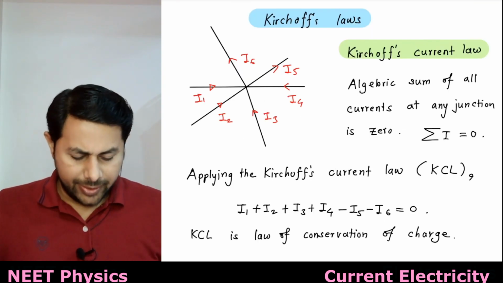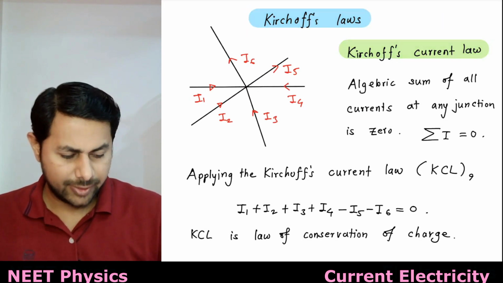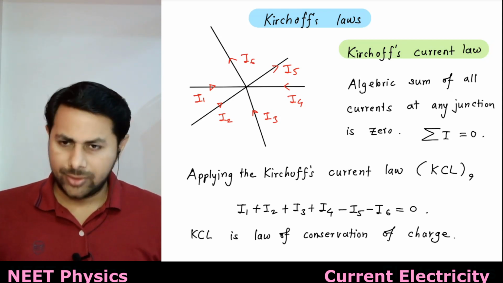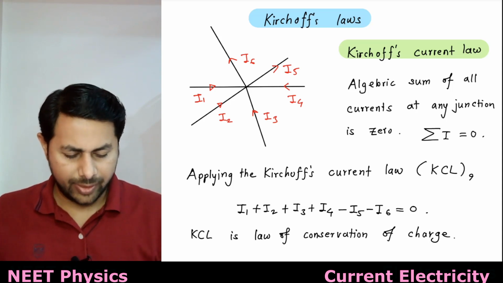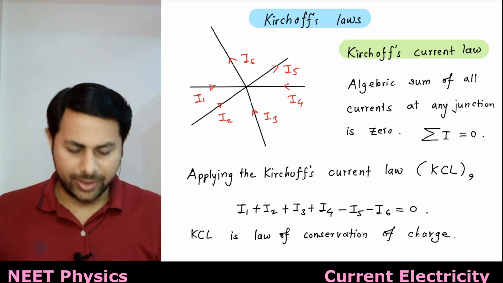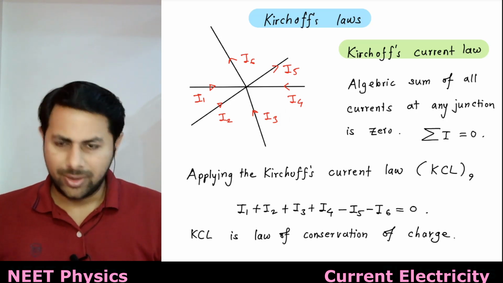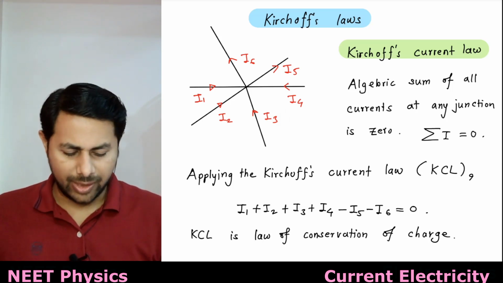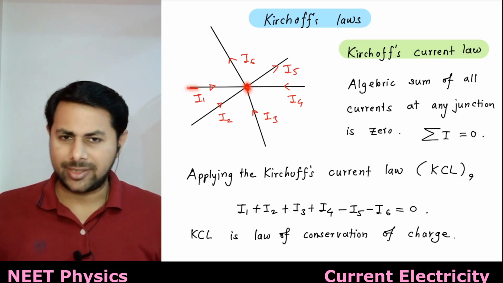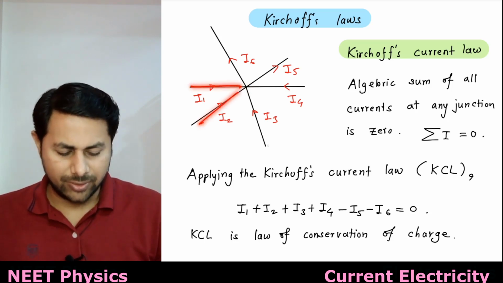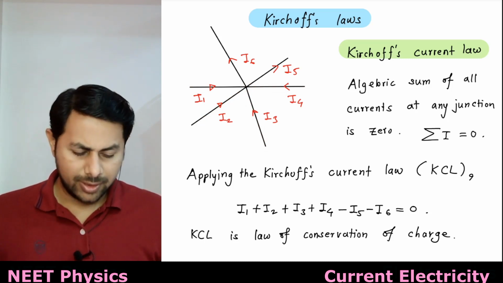Let us see the next topic, that is Kirchhoff's laws. So what are Kirchhoff's laws? Sometimes we encounter very complicated circuits, and in order to solve them we need some shortcuts. So Kirchhoff's laws are shortcuts. There are two laws. One is the Kirchhoff's current law, and what does it say? So see, suppose this is a point where n number of wires meet. I1, I2, I3, I4 are the currents through those wires, right?